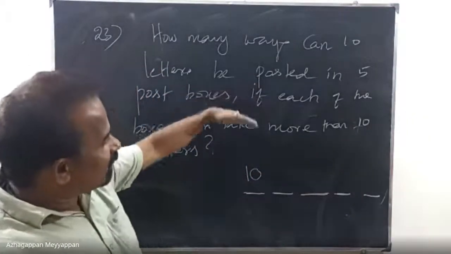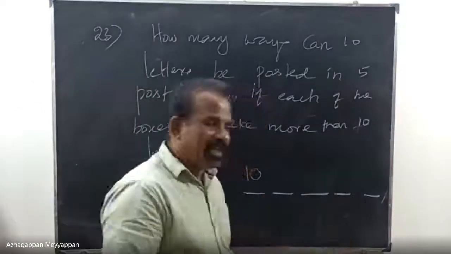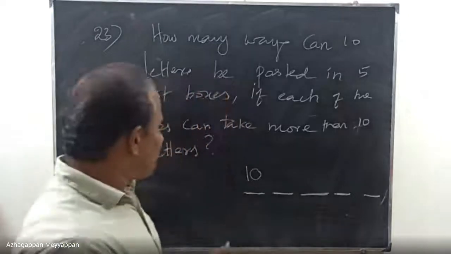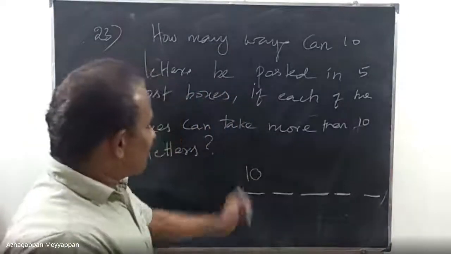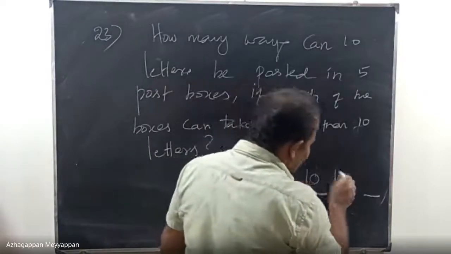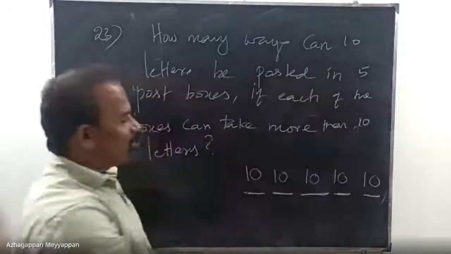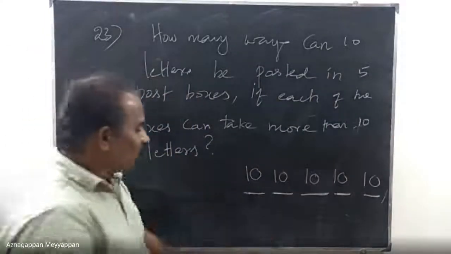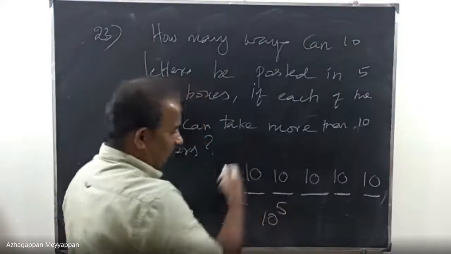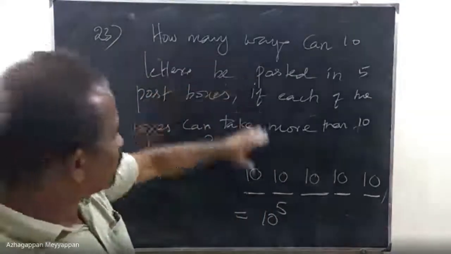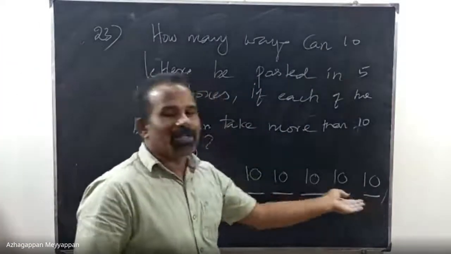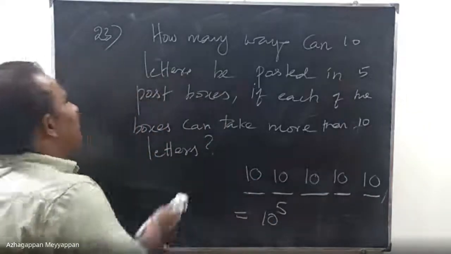They are not saying that none of the boxes will be empty. Understood? So therefore, for each box there are 10 possibilities. Here 10 possibilities, here 10, here 10, here 10. So the total number of possibilities is 10 power 5. Therefore, 10 power 5 ways these 10 letters can be posted in 5 boxes. The answer is 10 power 5.